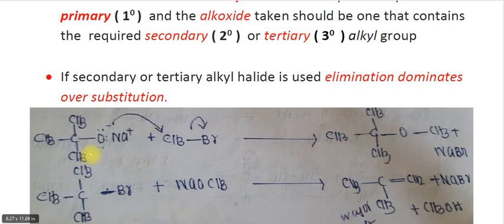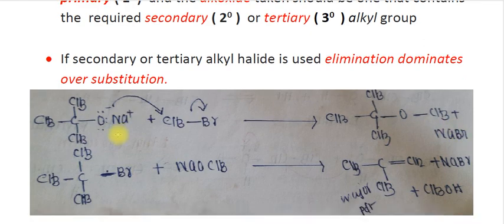So here it is given: the alkoxide plus CH3Br, and you get a substituted alkyl ether, that means the alkyl ether OCH3 plus NaBr. Anyway, you get the product that you require.